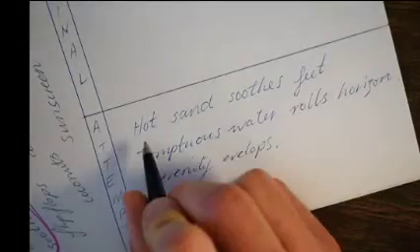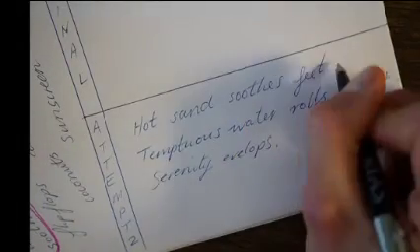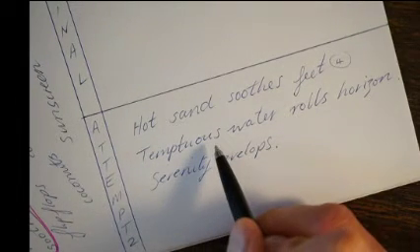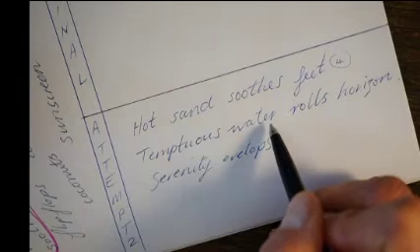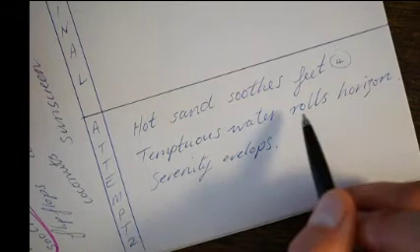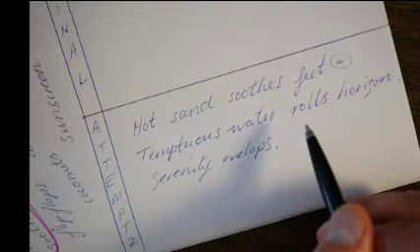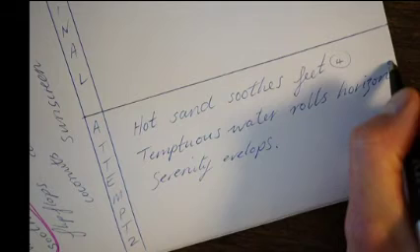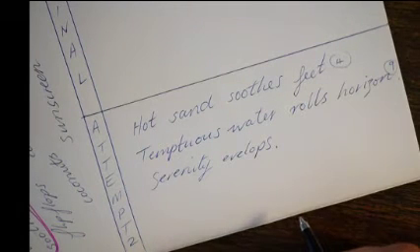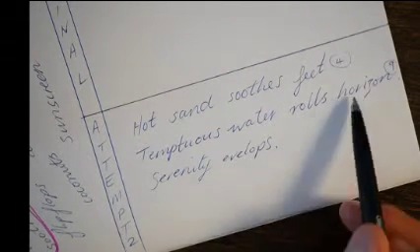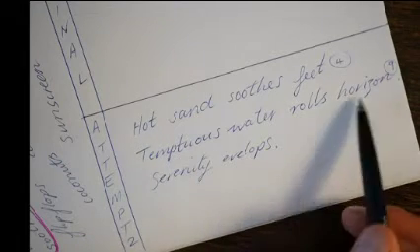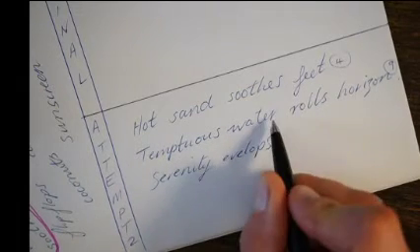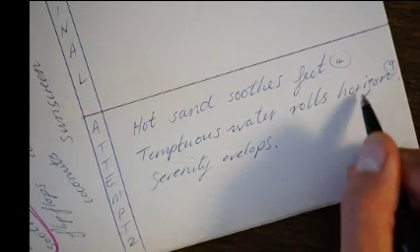Let's have a look. Hot sand soothes feet. We've got 4 syllables there, so we can add one. Tempestuous is 3. Water is 2, so that's 5 already. Rolls horizon. This one doesn't quite make sense. Tempestuous water rolls horizon. That's 9 to my count. So that's going to need some editing. We might have to get rid of one of these big words, horizon or tempestuous. It's probably going to be horizon because the water is tempestuous as well. This is describing something else, so it's another thing.